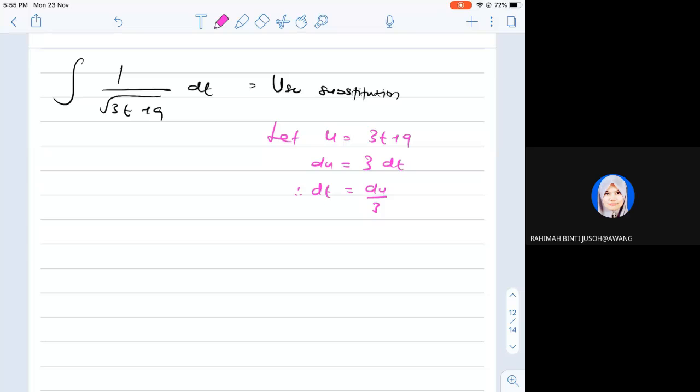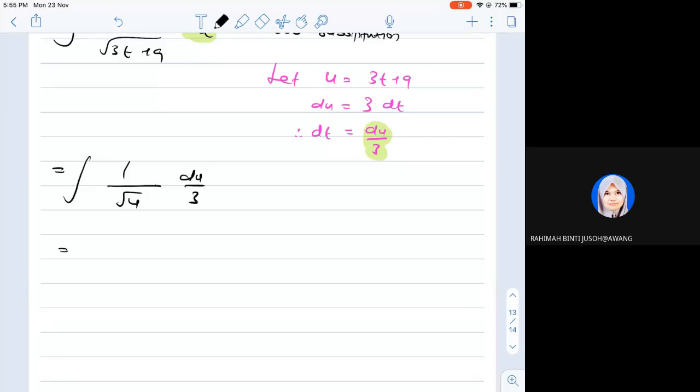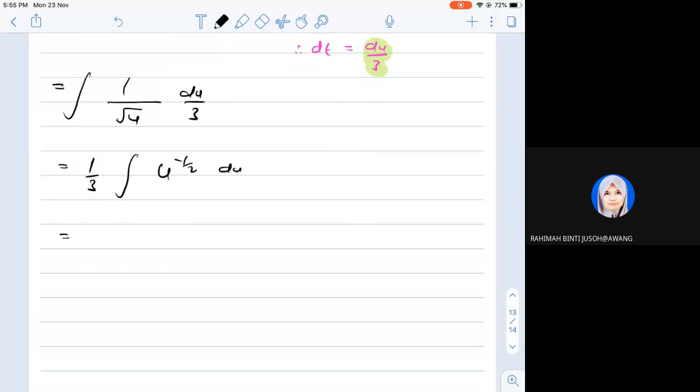So we substitute in here, and we get the integration of 1 over square root of u, because we replaced 3t plus 9 with u. And dt here becomes du over 3, isn't it? So we will have 1 over 3 taken out, integrate u to the power of negative half du. So your integration will be easier now.